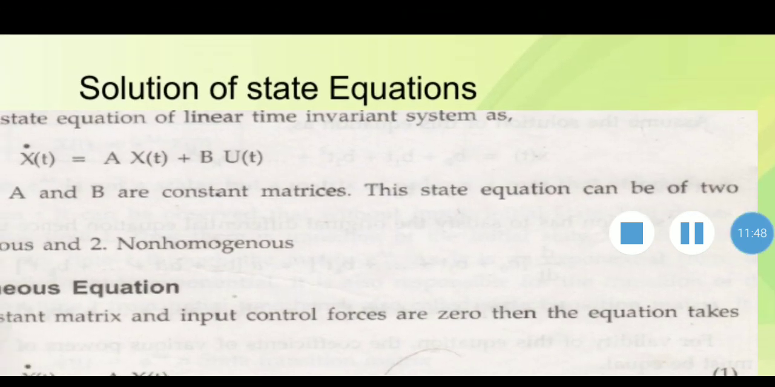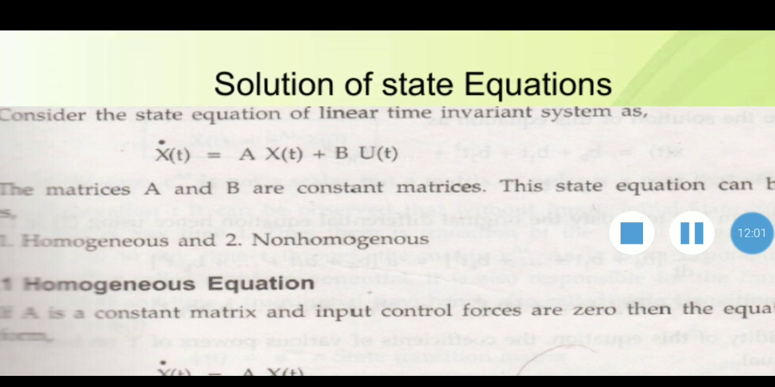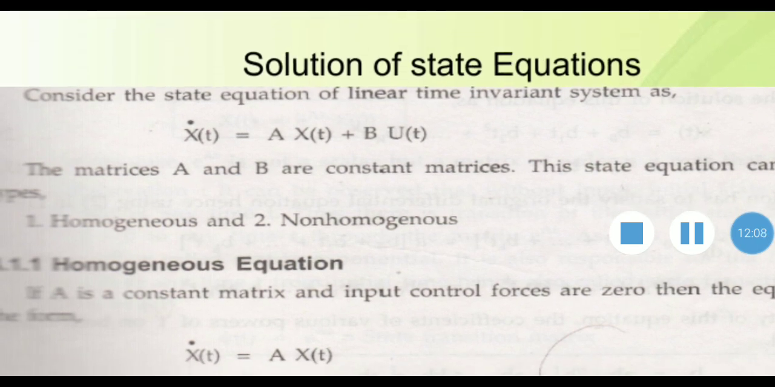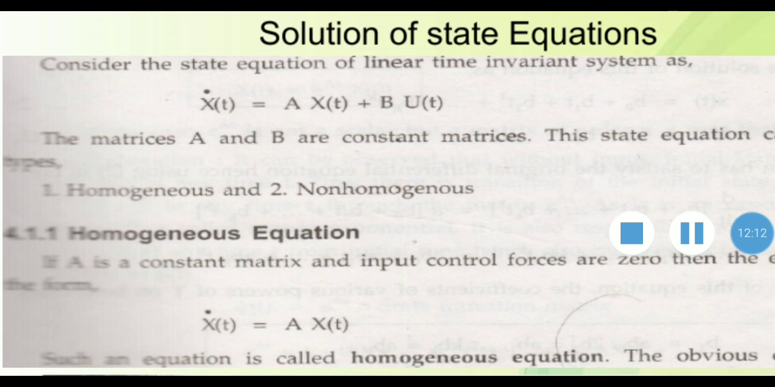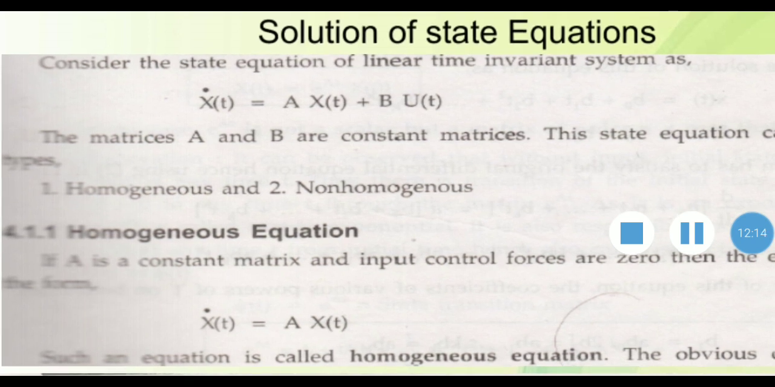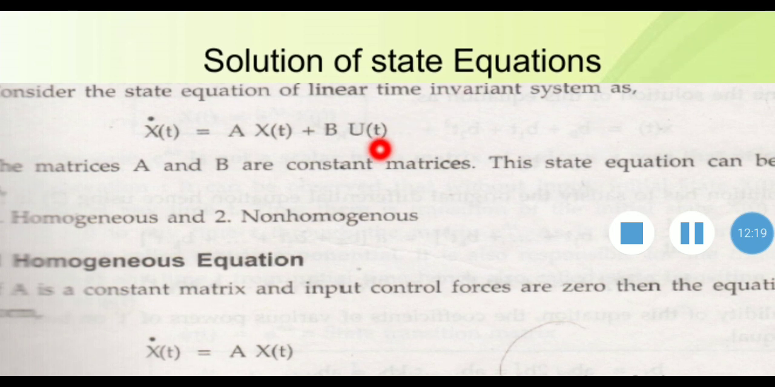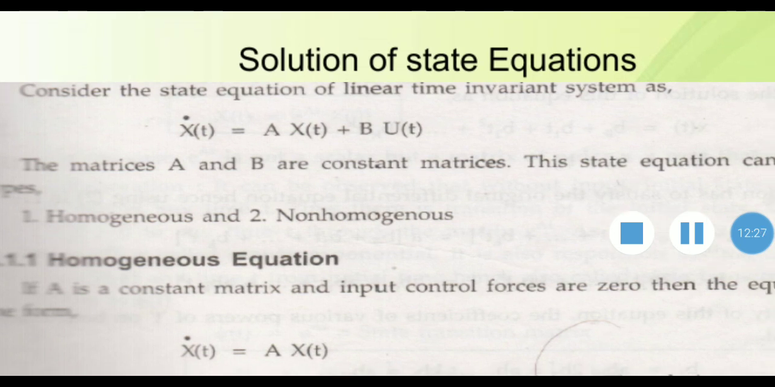We will consider the state equation of a linear time invariant system as x dot t is equal to Ax of t plus Bu of t. This is the state equation of a linear time invariant system, where the matrices A and B are constant matrices.